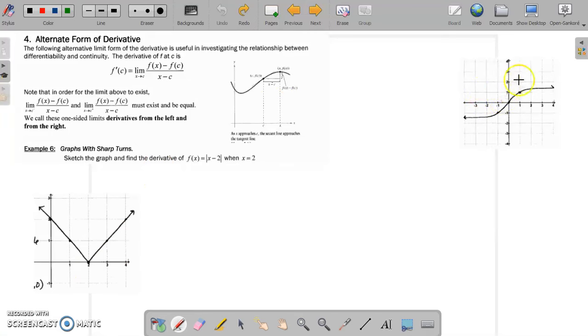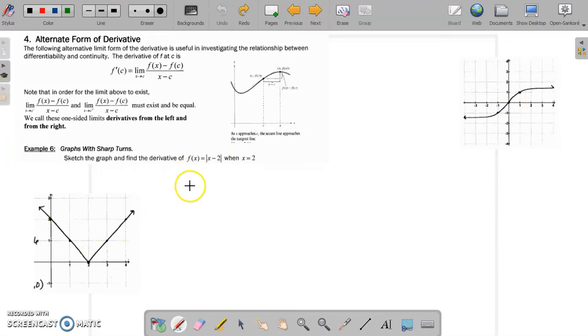Also, when you have a cusp, the tangent line to the graph is going to be vertical. Now we know what is the slope of a vertical line. Are you all saying it's undefined? Yes, you are. Great. So when you have an undefined slope, that is when a derivative does not exist as well. So anytime you have a vertical slope, the derivative does not exist, or if you've got a sharp turn in the graph.